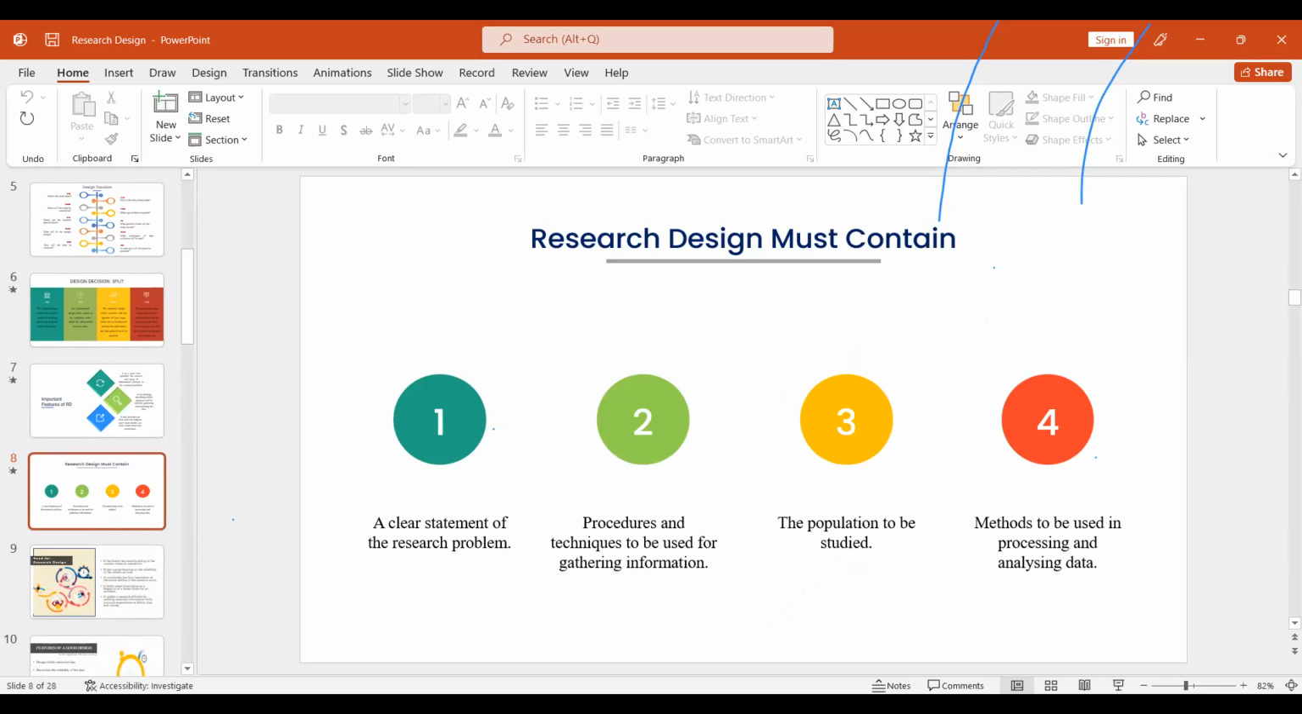So there are certain concepts which the research design must contain. That is a clear statement of the research problem, the procedures and techniques to be used for gathering information, the population to be studied, and methods to be used in processing and analyzing data.